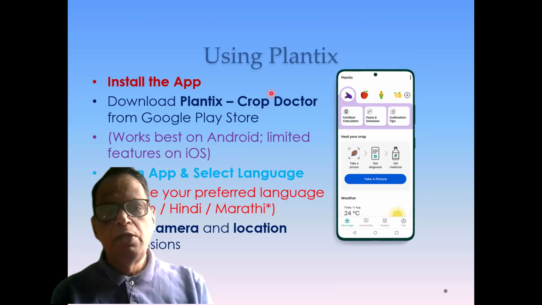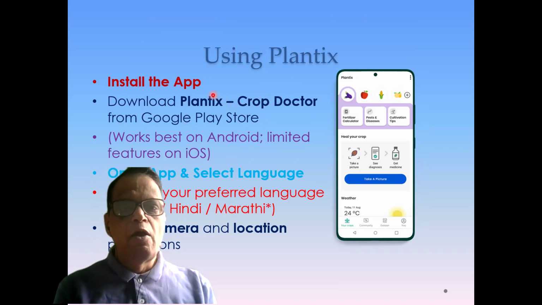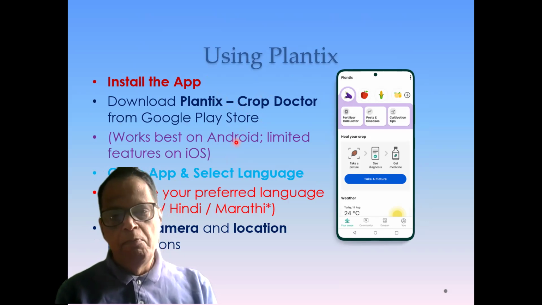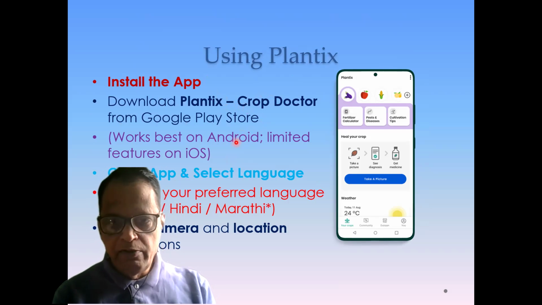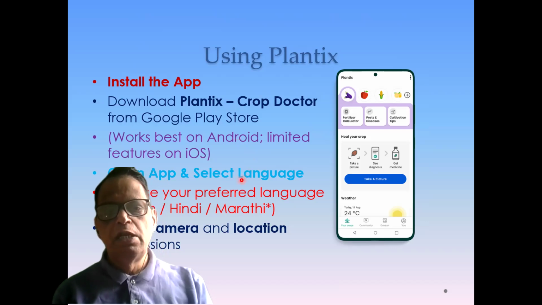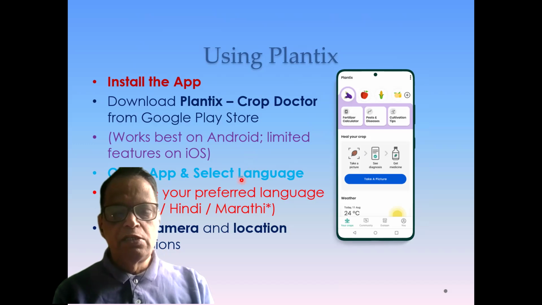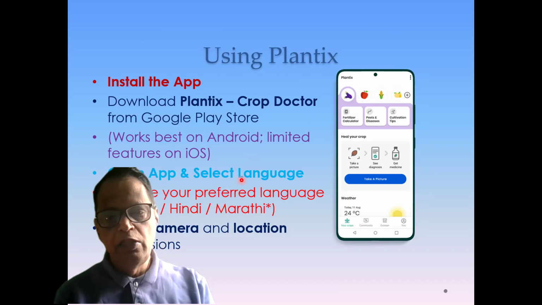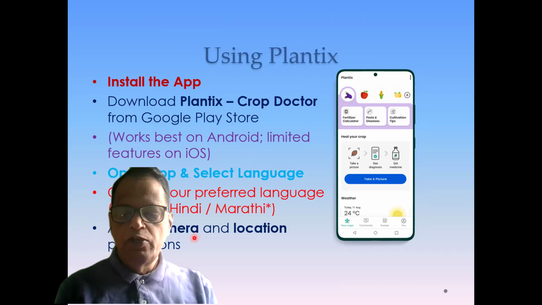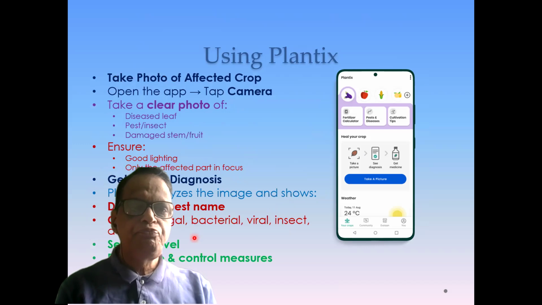So how to make use of this tool? You can download it from the Google Play Store or the App Store. It will work best on Android, and certain features are also available on the iOS platform. You can open the app and select the language. Several local languages such as English, Marathi and Hindi are provided. You can allow the camera and location permissions to the app.